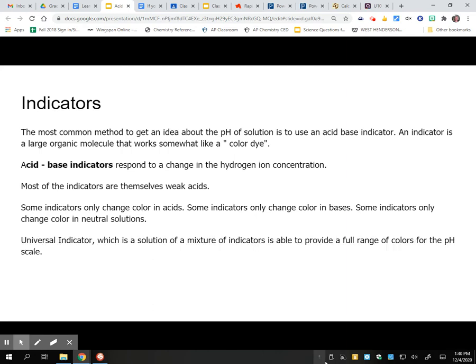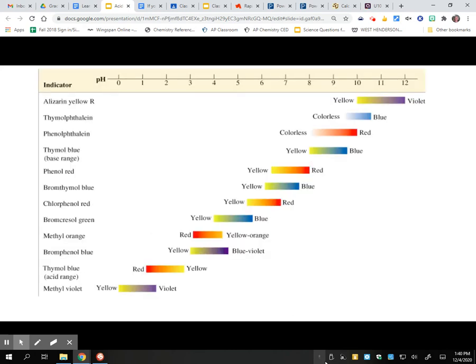Now, universal indicators indicate every pH level, and they're made by mixing several different indicators together. So you have a different color for every pH level that we have, 0 to 14. Here's an example of some indicators. There are a whole lot more, but if you mix these all together, you would end up with a universal indicator. They all change color at a variety of different pHs.